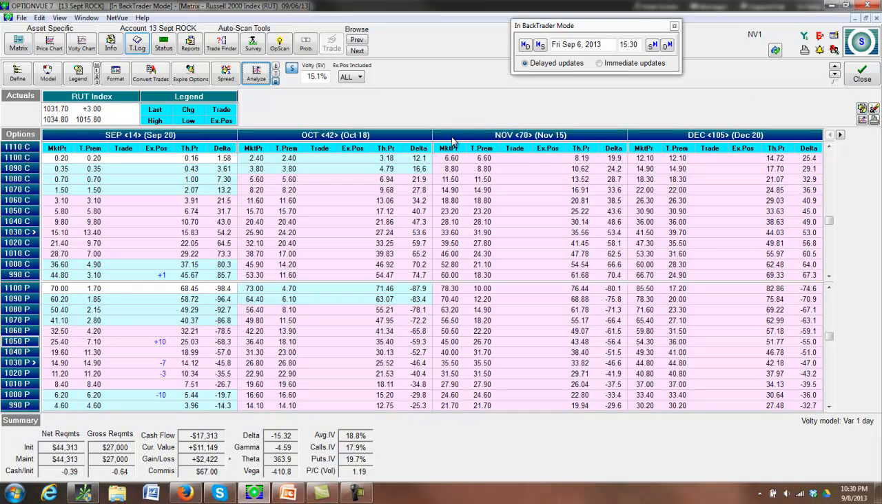So that's all the trades that we have, and everything seems to be doing very well.